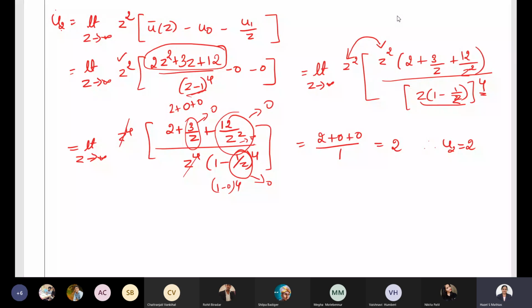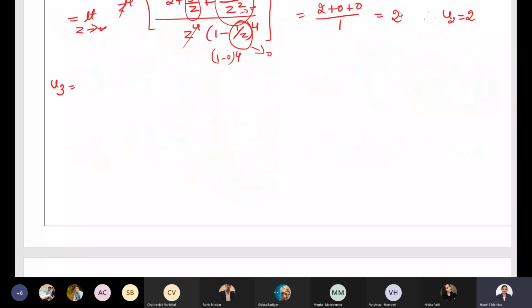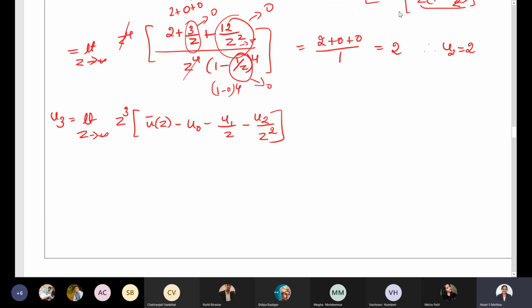Okay. Now we need to find the third one, that is u3 also we need to find. What is u3? How do you write the formula? Limit z tends to infinity. If u3 means it will be power of z will be 3. z cube into u bar of z minus u0 minus u1 by z minus u2 by z square. Is it okay? Okay, this is how you remember the formula. It's very easy to remember.